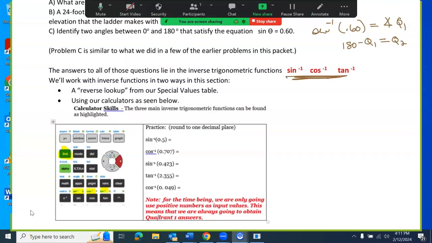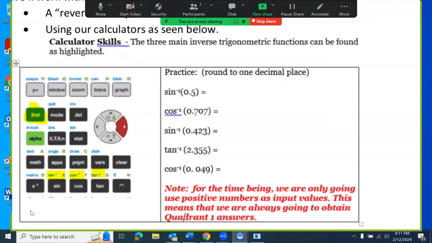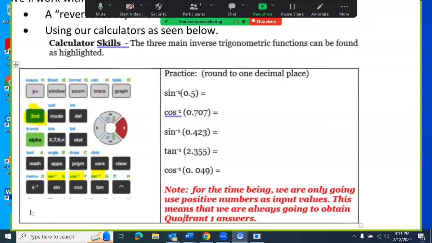We'll work with inverse functions in two ways in this section. We're going to use the reverse lookup from our special values table, and we're going to use calculators. Okay, so here's your calculator. Notice where the inverse functions are. They're highlighted in yellow, and to access them, we have to use the second key. So practice with this. I just want to have the quadrant 1 angles.